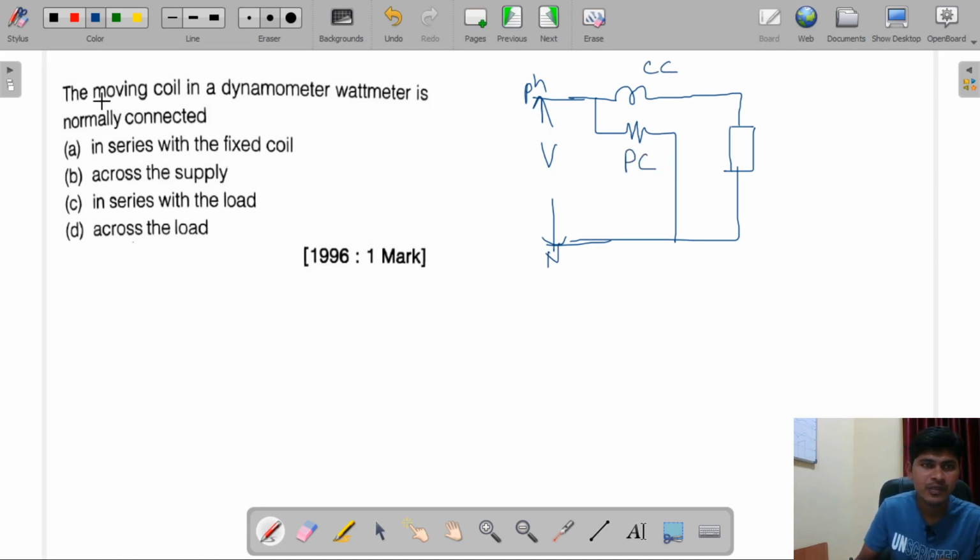The moving coil is nothing but pressure coil only. This is moving coil or pressure coil or potential coil or voltage coil, which is normally connected across the supply. Okay, this is the answer.